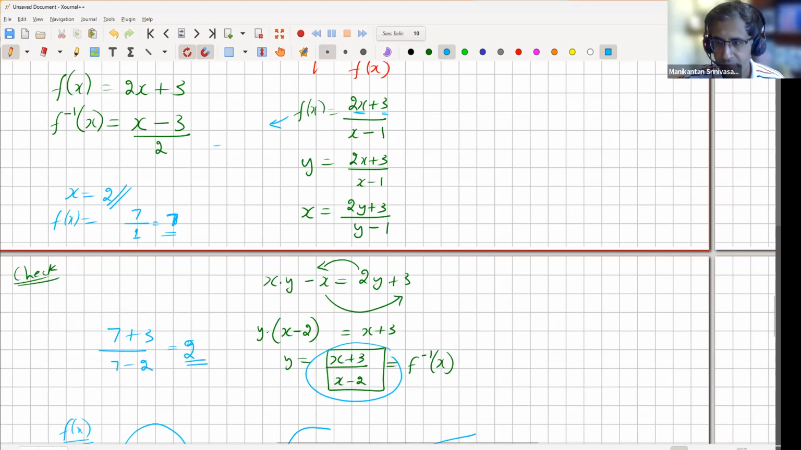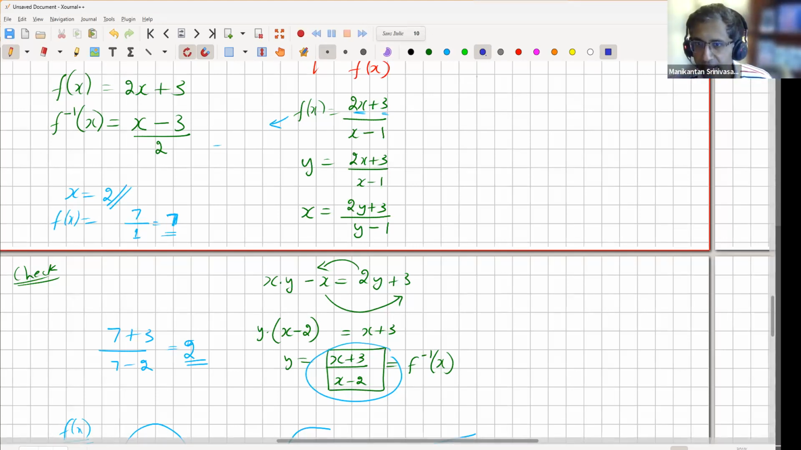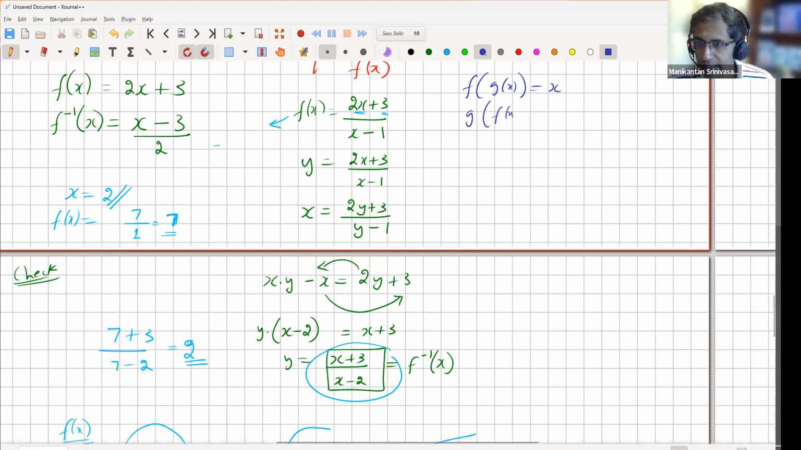Okay, all right. So just to clarify what he asked, two things he asked. If f of g of x equals x, that means g is the inverse of f, right? Then in that case, g of f of x will also be x. The moment g is the inverse of f, automatically f becomes the inverse of g.